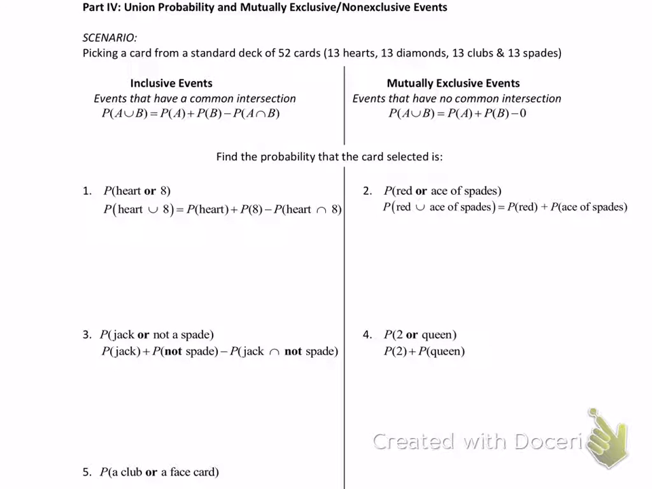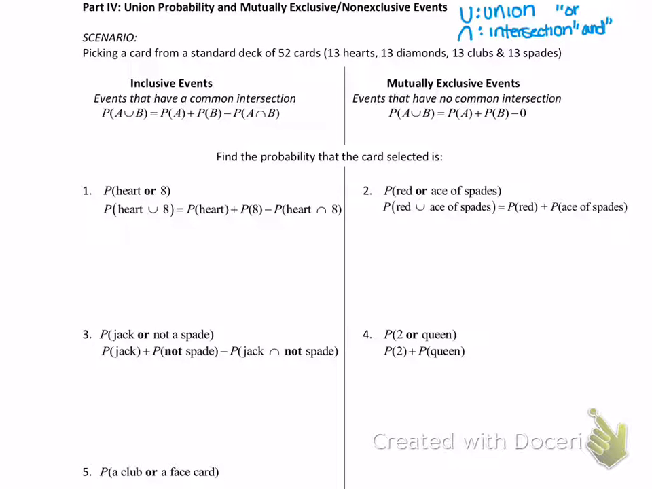Section 4, union probability and mutually exclusive and non-exclusive events. Before we start, just want to mention that when you see this U symbol, it stands for the union, or the word or. And when we see the upside down U, this is the intersection, known as the and.